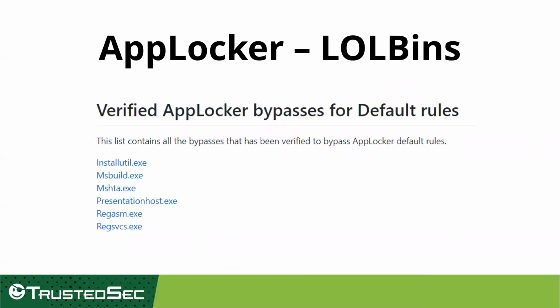We also have signed binaries by Microsoft. That's a common problem with AppLocker, because in the operating system there are a lot of tools or binaries already built in that are signed by Microsoft that you can use to actually execute code. I mentioned MSBuild, but you have, for instance, mshta as well, presentationhost, regasm, regsvcs, installutil, and so on. This works for the default rules, but there are also a lot of other binaries that work depending on the configuration as well.